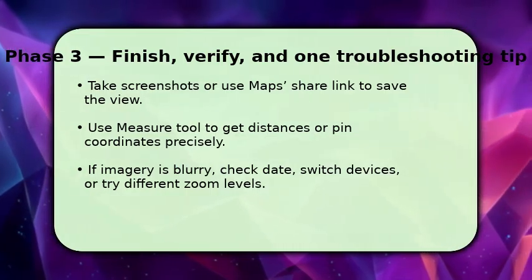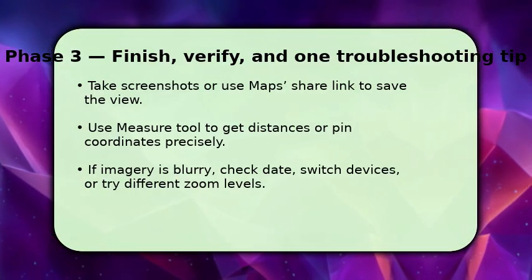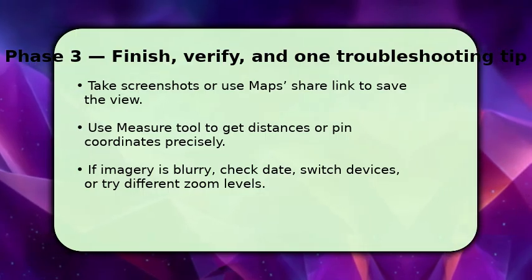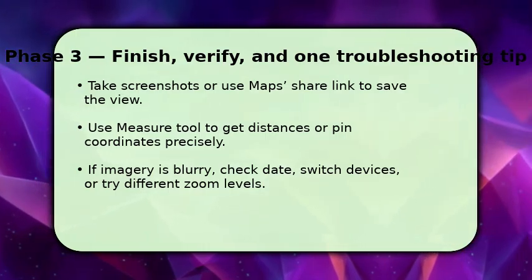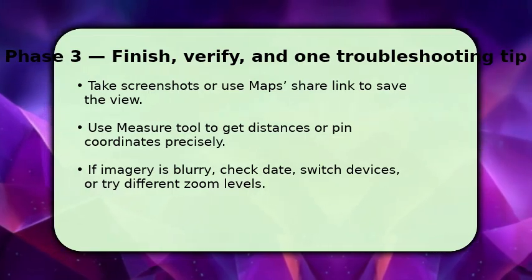If the house looks blurry, check the imagery date in Layer Info, switch between app and desktop, or nudge zoom levels. Sometimes a half step reveals clearer tiles. If Street View is missing, try nearby streets or report missing imagery to Google.